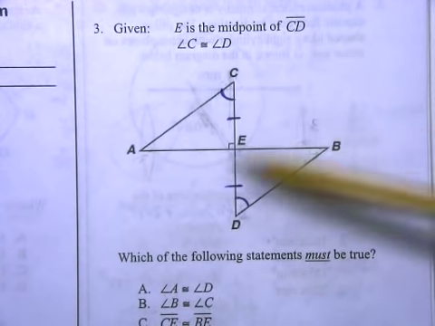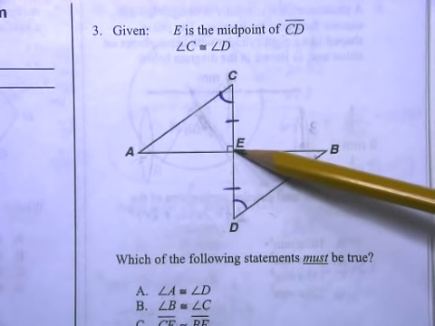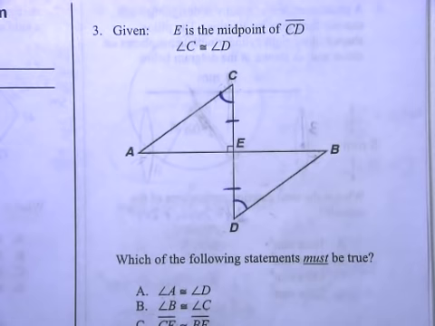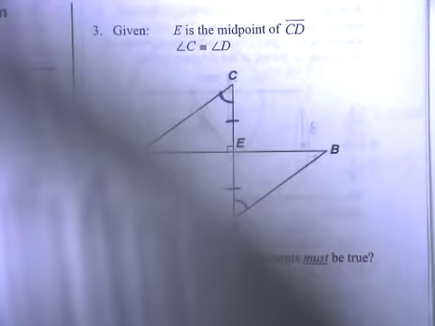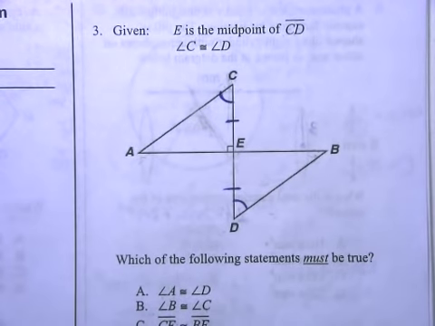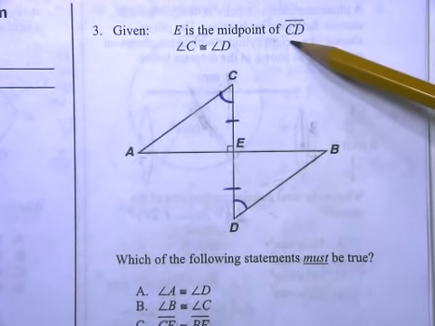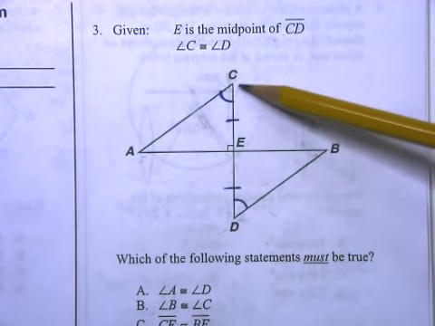Question number 3, they tell me that E is the midpoint of segment CD. Well, here's segment CD, and I know that E is the midpoint because they tell me. They also tell me that angle C is congruent to angle D. Well, remember, tip number 7 says what? Mark up your test, right? This is one of those instances where I want to make sure that I mark up my test.